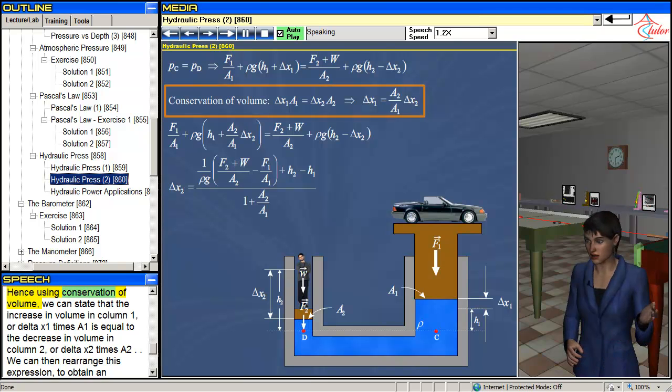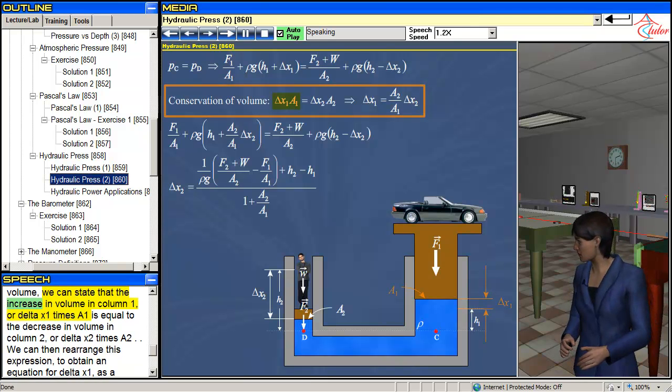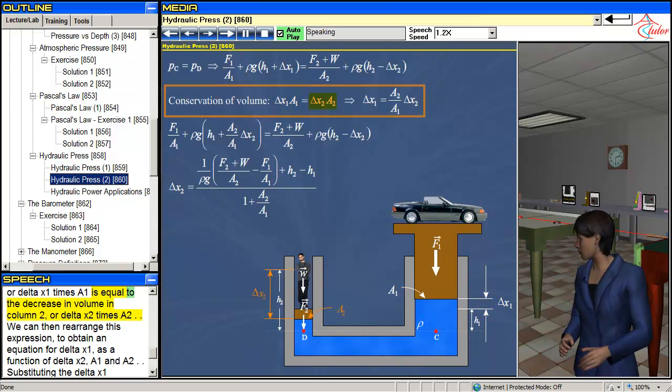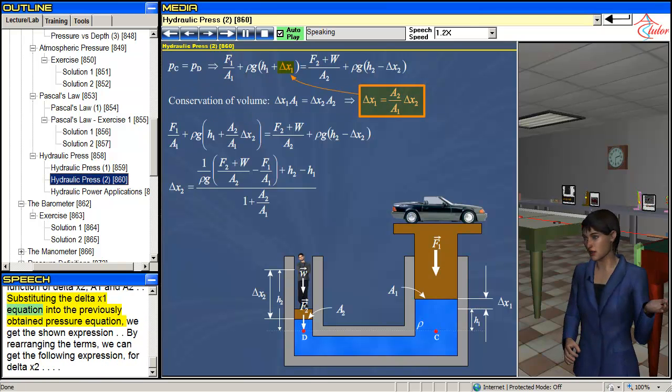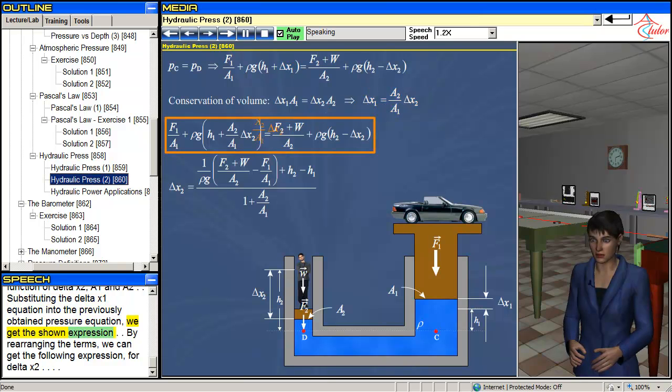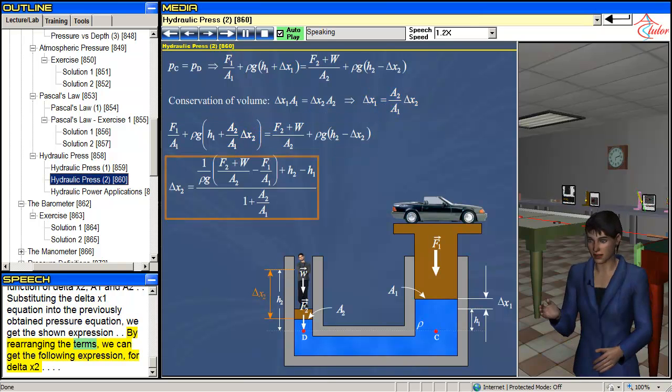Hence, using conservation of volume, we can state that the increase in volume in column 1, or delta x1 times A1, is equal to the decrease in volume in column 2, or delta x2 times A2. We can then rearrange this expression to obtain an equation for delta x1 as a function of delta x2, A1 and A2. Substituting the delta x1 equation into the previously obtained pressure equation, we get the shown expression. By rearranging the terms, we can get the following expression for delta x2.